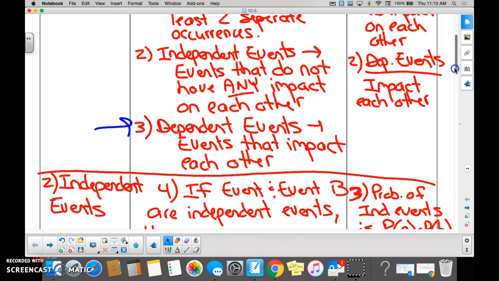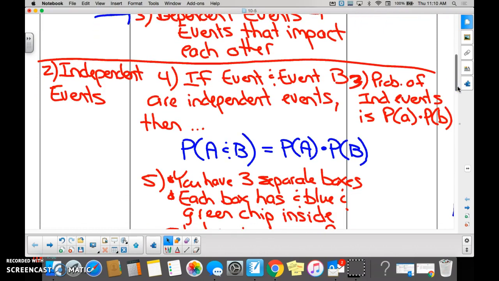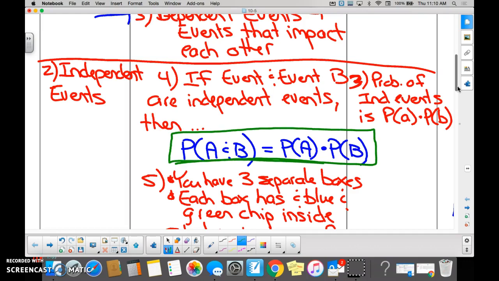Now, you need to understand that there are two different formulas for these events. Independent events formula. Almost for the intelligence level of people in this classroom, which is very high, I could have almost just given you the two formulas and said go.